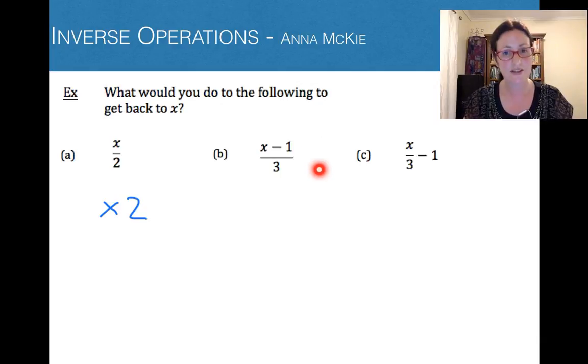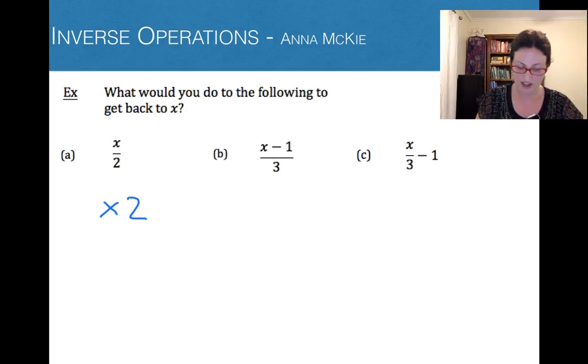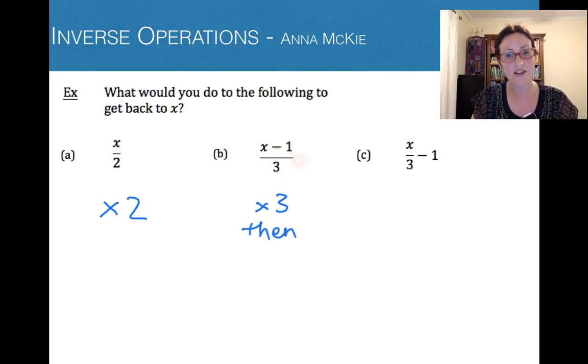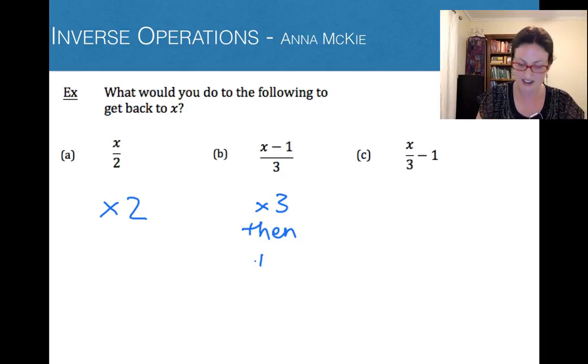A two-step expression here. We have x take away 1, all divided by 3. The last thing you said, divided by 3. So we must do the opposite of that to start getting back to x. Opposite of divide is multiply. So we're multiplying by 3, and then the second part, x take 1, do the opposite of that. Opposite of take is add. So this time we're adding 1.